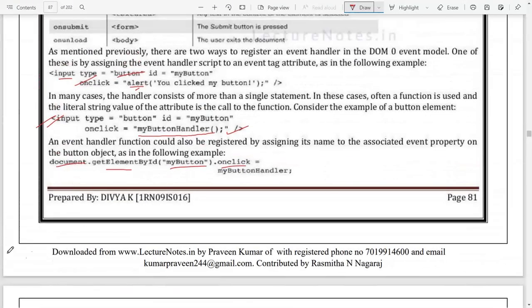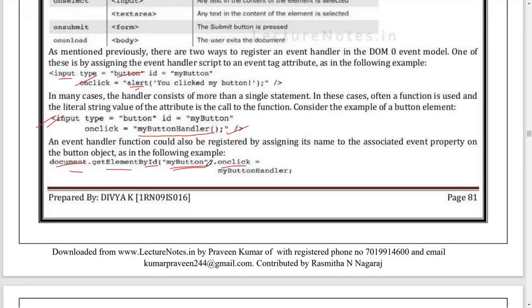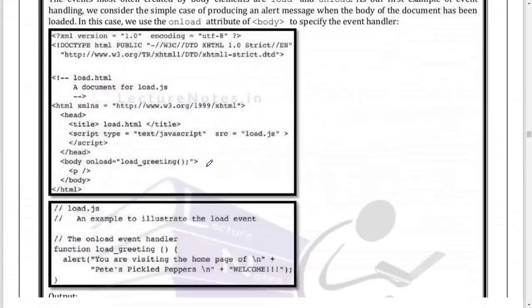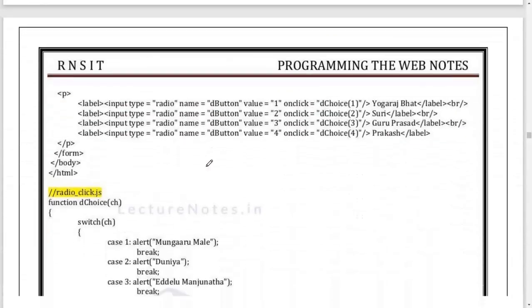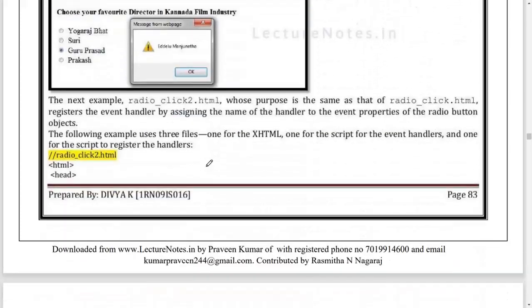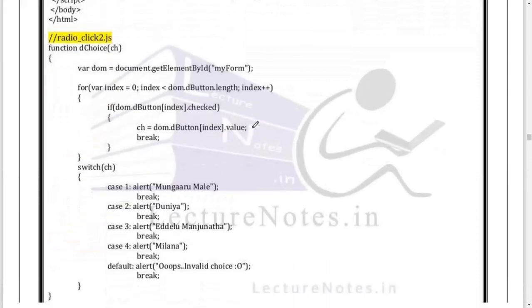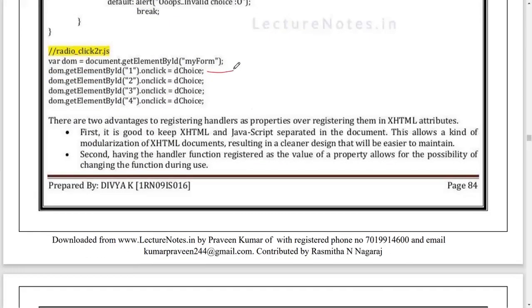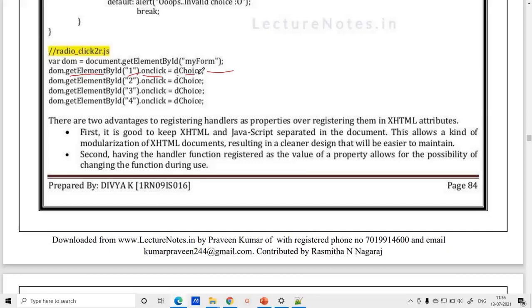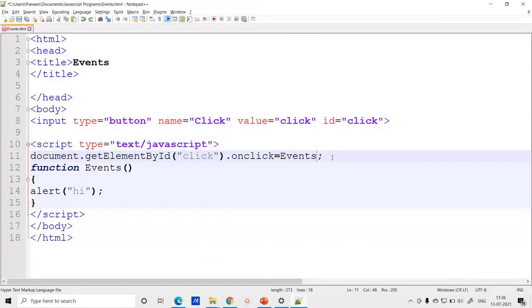What we have is document dot get element by id, the id name, followed by dot on click, and we have my button handler. We also have a program based on that concept, where we have a radio button. For that radio button we are going to call the function like document dot get element by id, id number 1, and on click we are going to call dchoice. We are going to try that. We are going to use events.